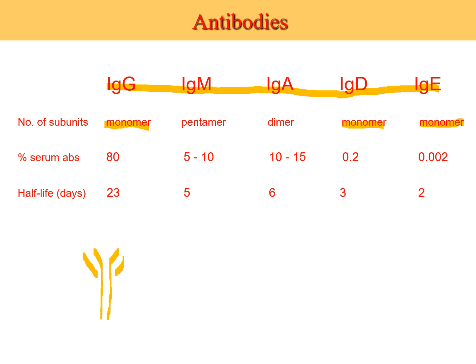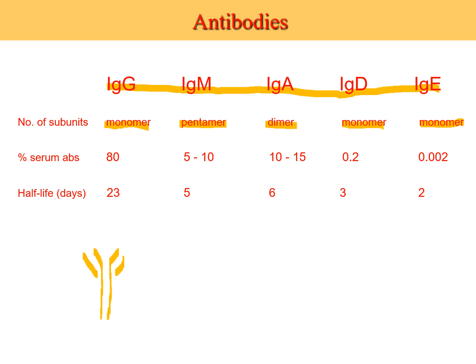IgA are dimers, and you'll see what I mean later. They're actually 2 of these structures linked together. And IgM is a pentamer, so there are 5 of these all linked together on these molecules.